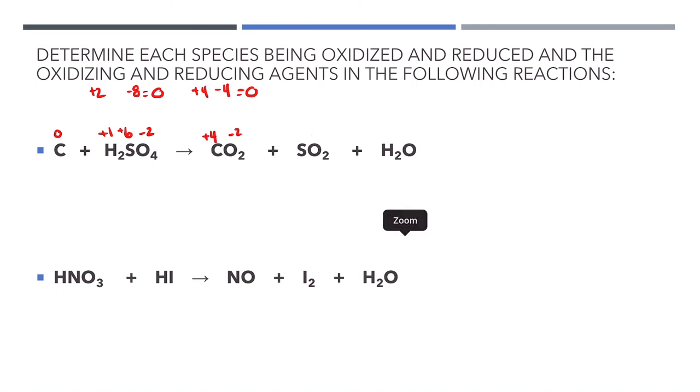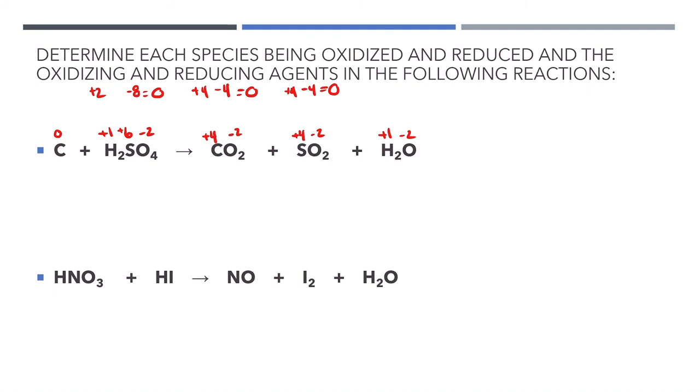It's going to be a similar story here with this one. Oxygen is -2, it's a total of -4. So sulfur is going to have to be +4 here as well. And then, of course, water: hydrogen is +1, oxygen is -2.